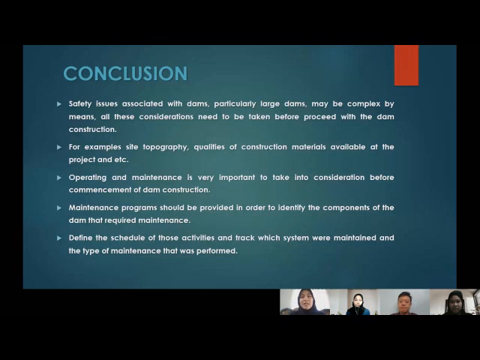While for maintenance, it is important to provide a maintenance program to identify the components of the dam that require maintenance. The maintenance program should describe the schedule of those activities and track which systems were maintained and the type of maintenance that was performed. As a dam owner, he should consider three types of dam maintenance, which are immediate maintenance, preventive maintenance, and routine maintenance. So that's all from us.